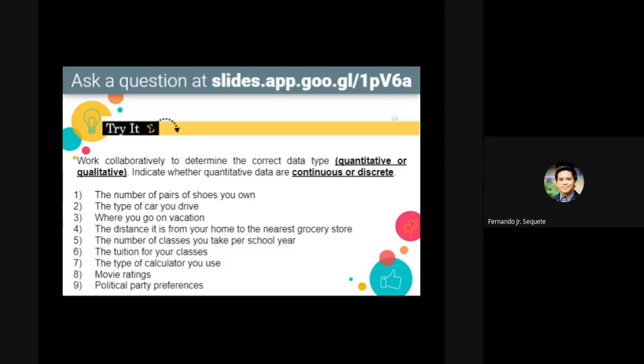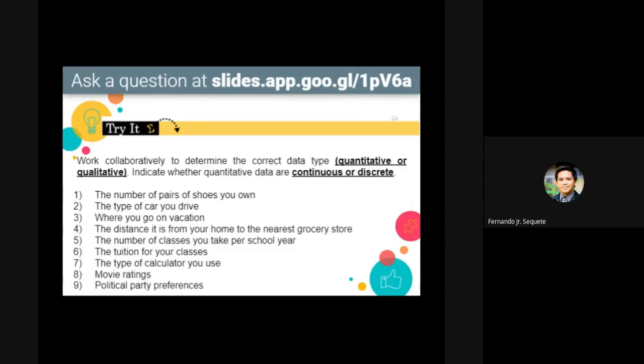Number four, the distance it is from your home to the nearest grocery store. The distance, that is quantitative. Quantitative, continuous. Yes, this is quantitative continuous.